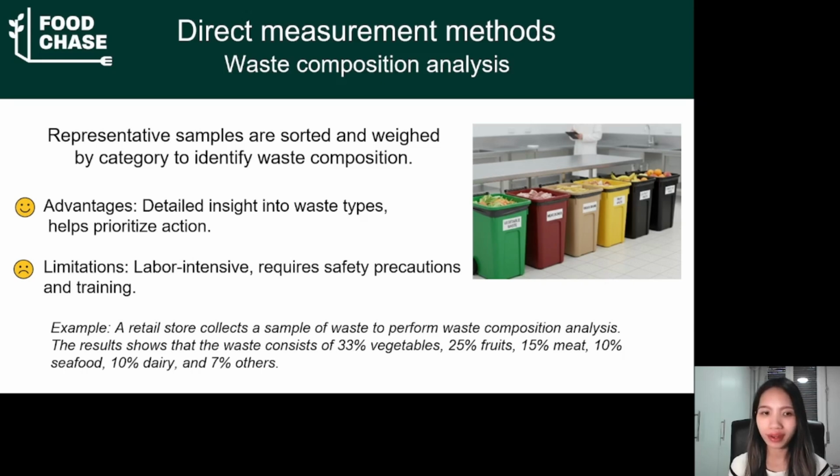For example, a retail store collects a sample of waste to perform waste composition analysis. The results show that waste consists of 33% vegetable, 25% fruit, 15% meat, 10% seafood, 10% dairy, and the last 7% is waste that cannot be categorized.